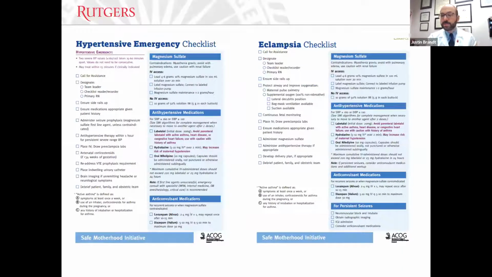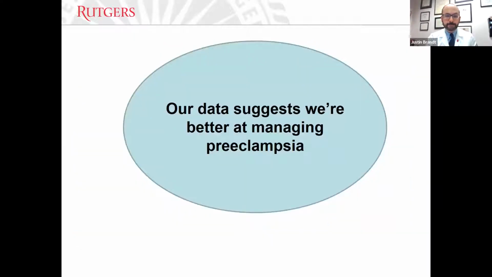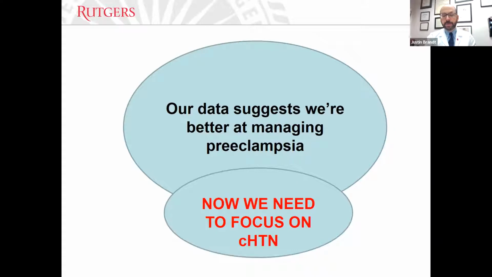The Safe Motherhood Initiative also provides various checklists. These are just two examples for the management of hypertensive emergency and eclampsia that have been used in New York and New Jersey, and have helped us be more effective at managing preeclampsia with severe features. So our data shows that we're better at managing preeclampsia, and we are probably reducing the associated maternal mortality ratios. And now what our data illustrates is we need to focus on chronic hypertension. We need to do better here.